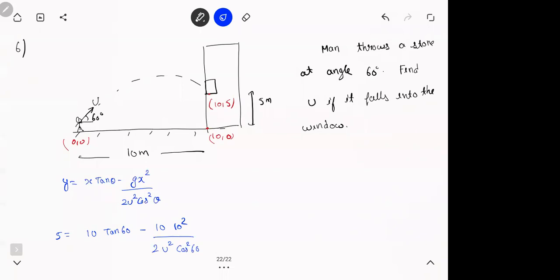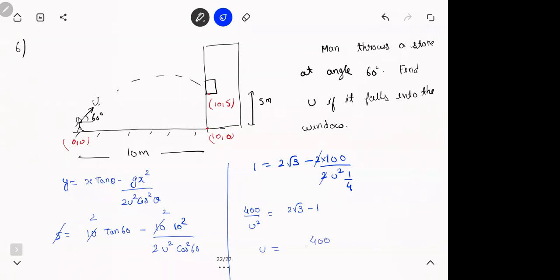If you observe here, I know everything except u. So I'll get u from here. We get 1 is equal to 2 root 3 minus 100 by 2 u square times 1 by 4. And there's a 2 also sitting on the top. This also will cancel. So we get 400 by u square is 2 root 3 minus 1. So we get u will be root of 400 by 2 root 3 minus 1.